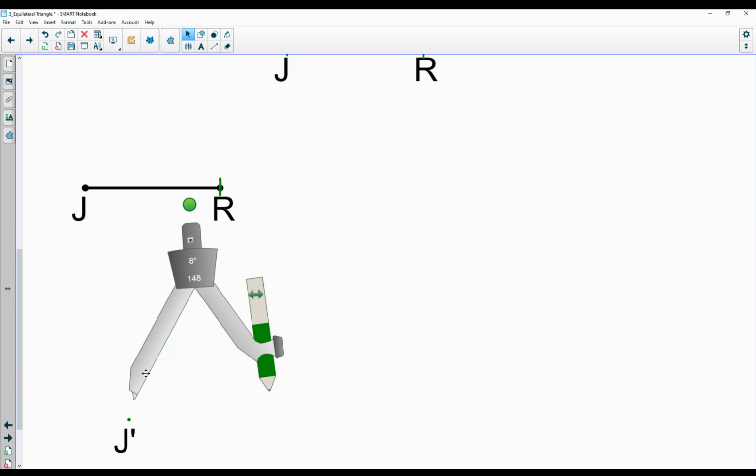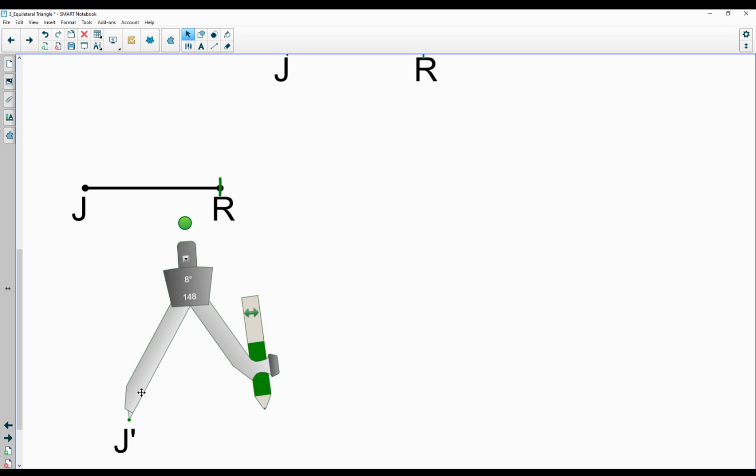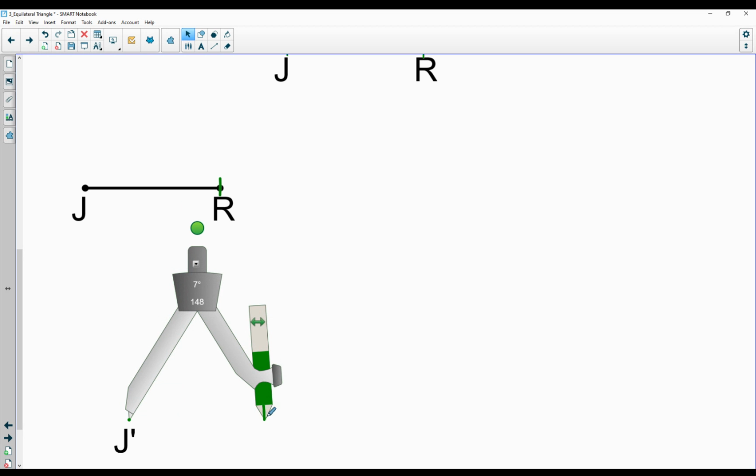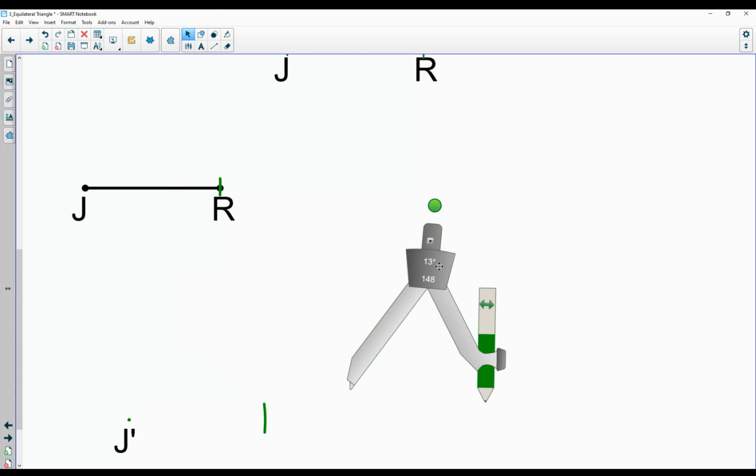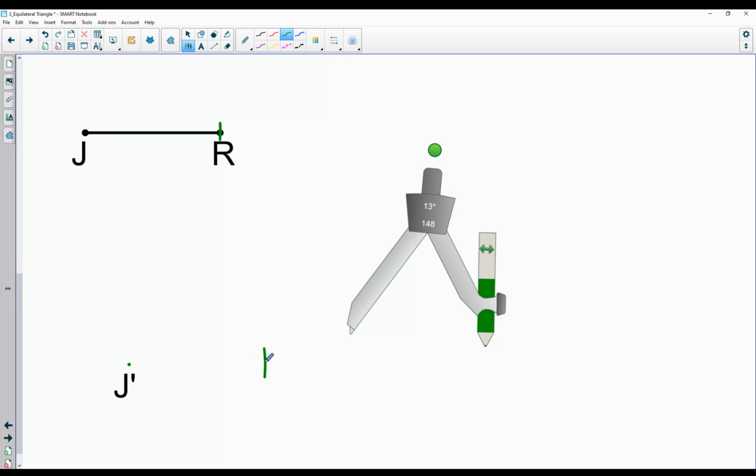Bring this down now to my new point, J prime, and swing a tiny arc. And I actually have to put a point on this arc. And I'm going to name that point R prime. Now I have one side of my triangle. But to really show that it's a side, I need to take my straight edge and connect from point to point. And now I just need to get my third point.